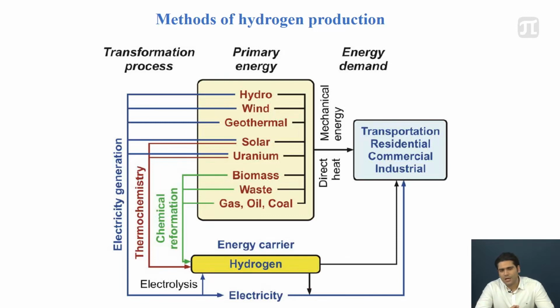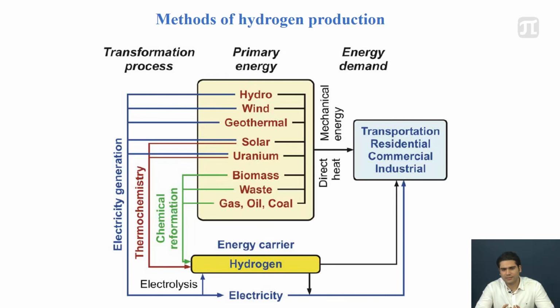But at the same time, we can use these energy sources in another form. We can produce hydrogen from these primary energy sources. For example, by using uranium, we can produce heat and electricity. We can use them directly in different applications, but it should be noted that using the heat and electricity produced by uranium, we can produce hydrogen. I will explain later by which methods we can produce hydrogen, for example the method of electrolysis, the method of thermochemistry, or chemical reformation.